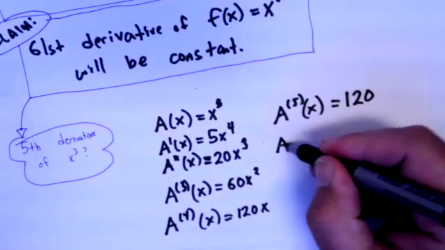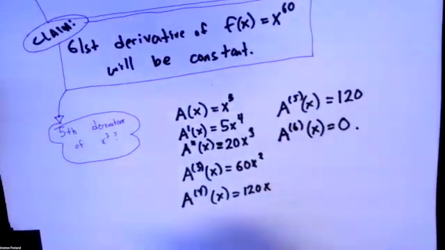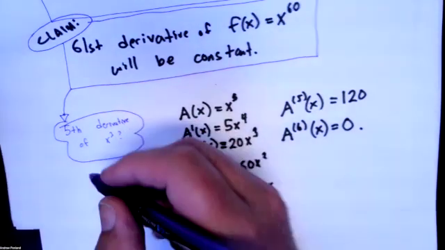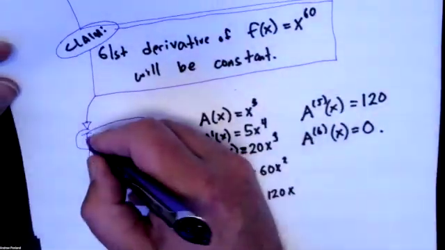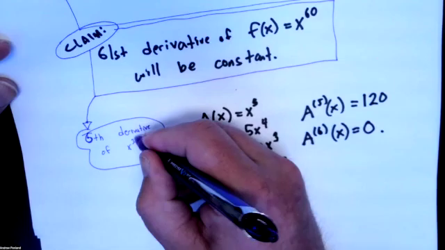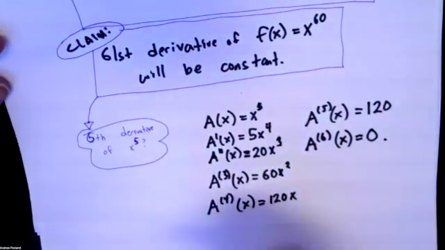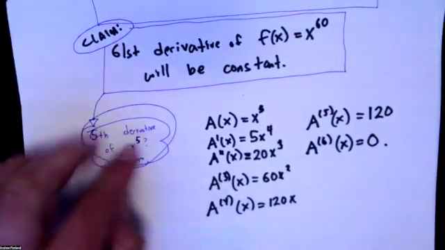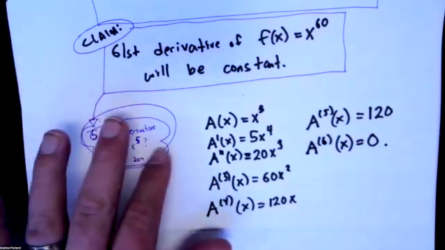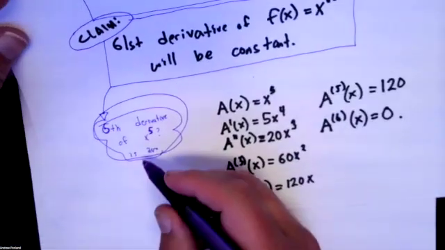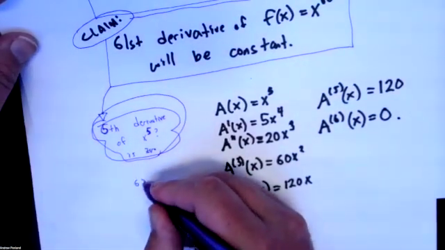And so the 6th derivative of this will be 0. I changed the problem accidentally: the 6th derivative of x to the 5th is 0. Now, is there anything magical here about this process in terms of the numbers 6 and 5? Okay, so you're saying what makes this happen is that 6 is greater than 5.